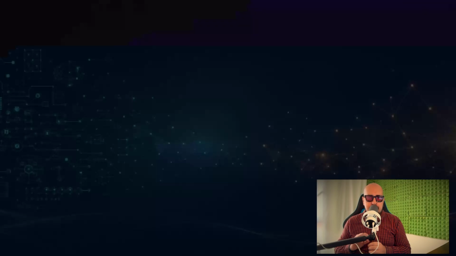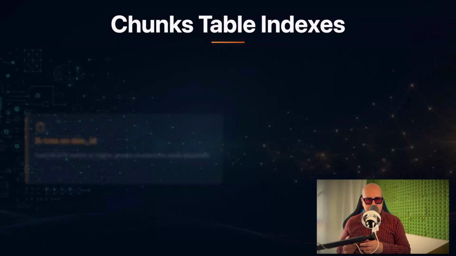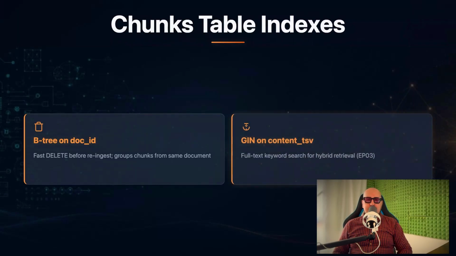We create two indexes. The first is a B-tree on the doc ID because the pipeline deletes old chunks by doc ID before inserting new ones. The second is a Generalized Inverted Index, the GIN one, on the content TSV for fast keyword search.